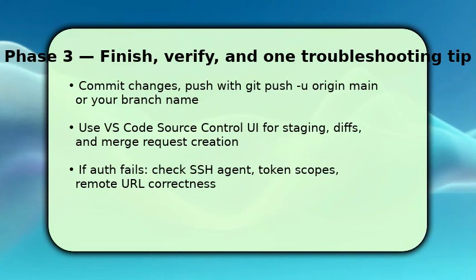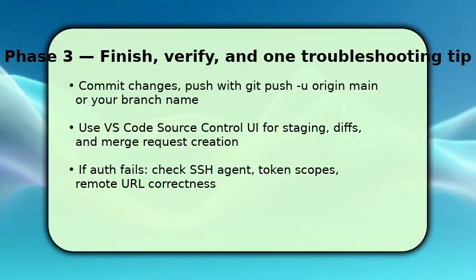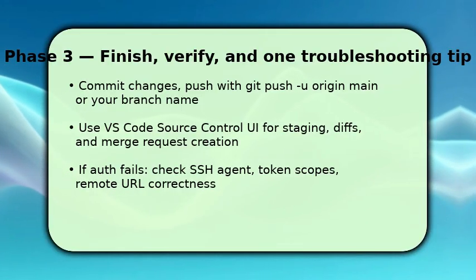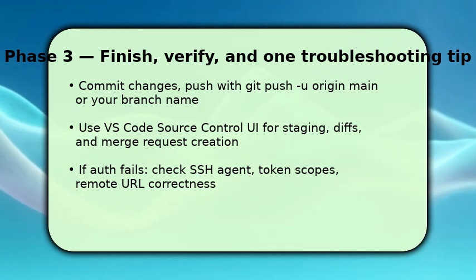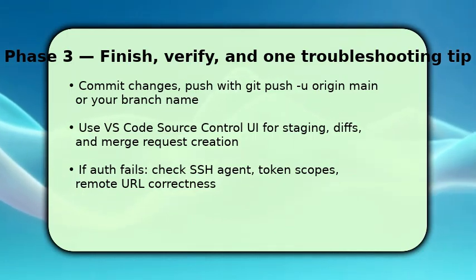Finally, commit locally and push to GitLab. git push origin main or your branch name. You can use VS Code source control to stage files, review diffs, and create merge requests via the GitLab extension. Once the push succeeds, verify the repo on GitLab and open a merge request if needed.